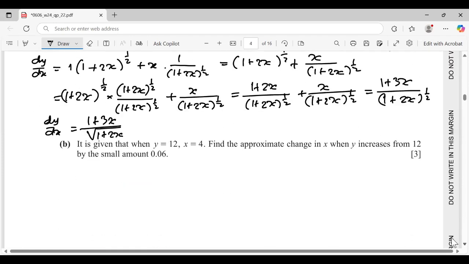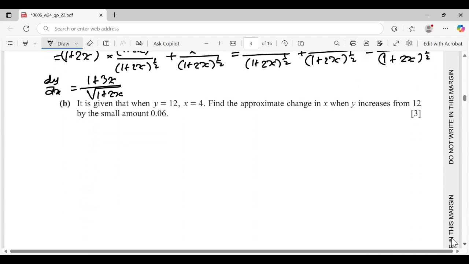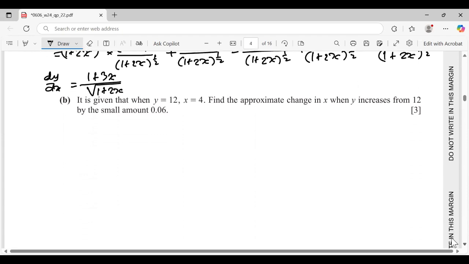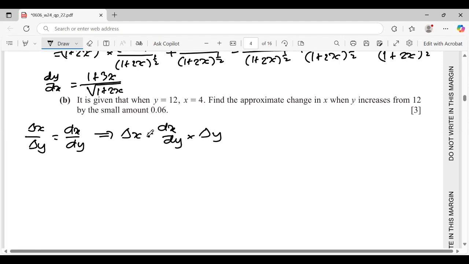Next question. It is given that when y equals 12, x equals 4. Find the approximate change in x when y increases from 12 by the small amount 0.06. Okay. I would like to use delta x over delta y, where delta x is the change in x and delta y is the change in y. It equals dx/dy. So delta x equals dx/dy times delta y. Delta y is this one, 0.06.